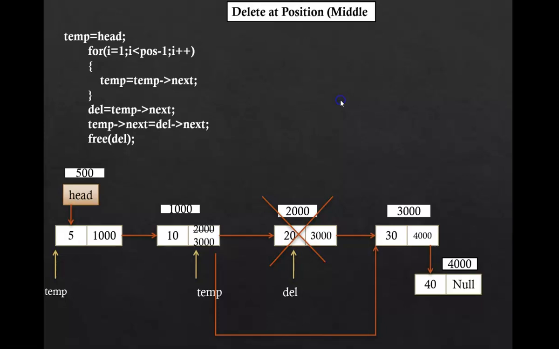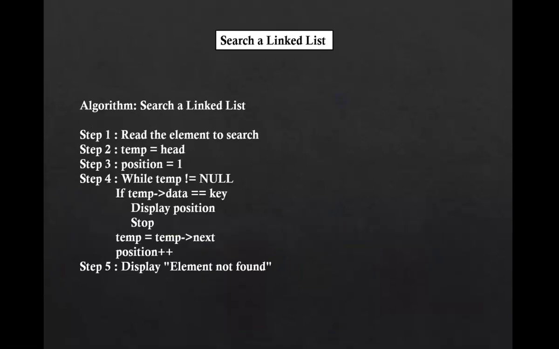Deletion at the end will take order of n time. Deletion at a position or in the middle will also take order of n time because we have to traverse n nodes. Whereas deletion at the beginning will take only order of 1 because it is direct access, direct deletion at that particular position. Let's understand searching in a linked list.